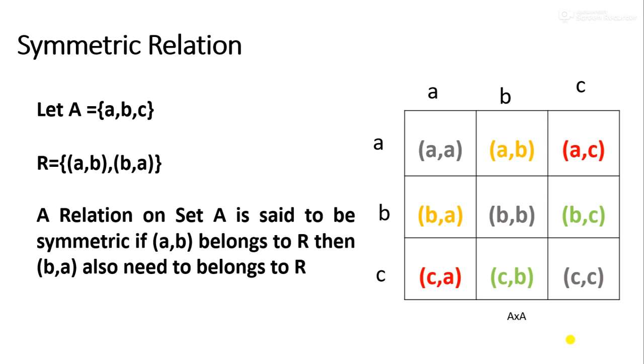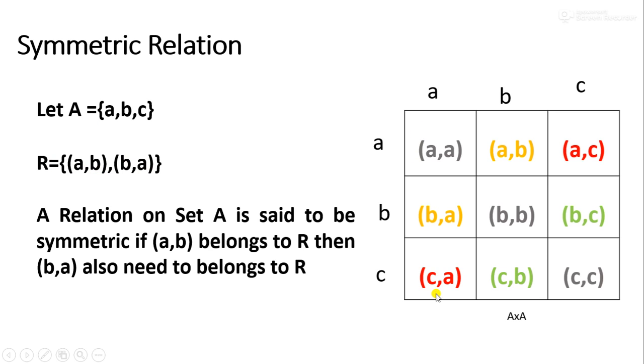Here I am going to give you the example of a symmetric relation. A relation is said to be symmetric if, whenever the relation contains AB, it must also contain BA. So a relation is said to be symmetric if it contains the symmetric pairs. Here, relation R contains AB, so it must also contain BA, because BA is the symmetry of AB.